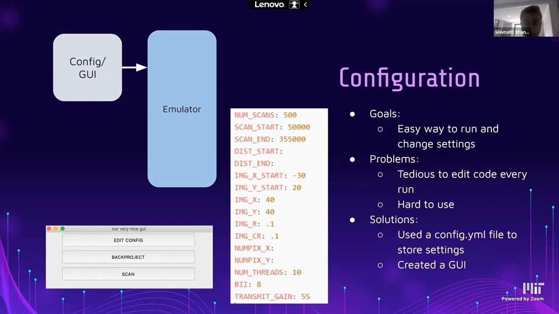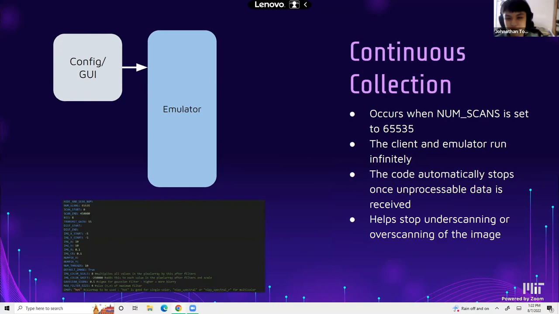So one thing we can actually edit besides in our configuration is we can create a continuous collection mode. In the API, if we set our number of scans to exactly 65535, then the client and the emulator will run infinitely and will be receiving data until we tell it to stop.